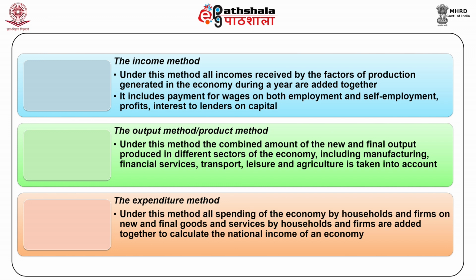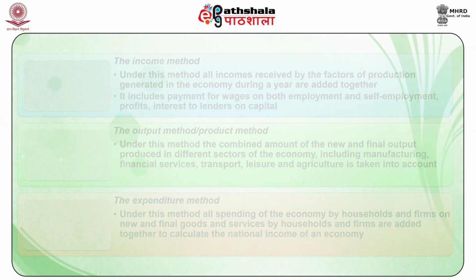Under this method, the combined amount of new and final output produced in different sectors of the economy including manufacturing, financial services, transport, leisure and agriculture is taken into account. Third is the expenditure method. Under this method, all spending of the economy by households and firms on new and final goods and services are added together to calculate the national income of an economy.